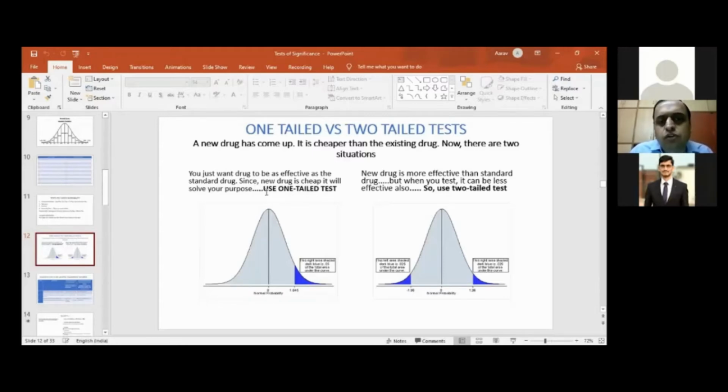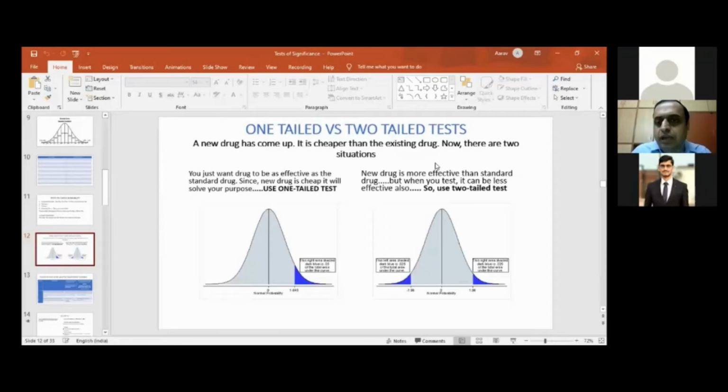So he will decide to do just a one-tail test because he is not conceptualizing the idea that his drug can be inferior or superior to the other drug. He has just one idea in his mind. It should be equal to the first drug, which is called an equivalence trial, but I'm not going into that. So he has just one idea, that my drug should be as effective as the old drug in the market. Since there is only one idea, it is called a one-tail test.